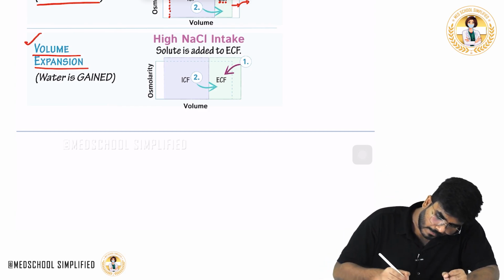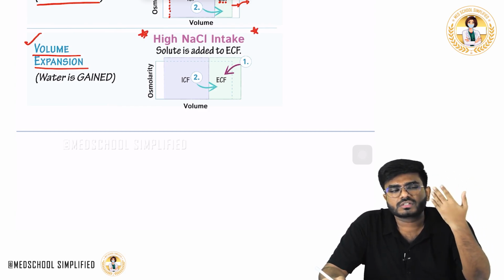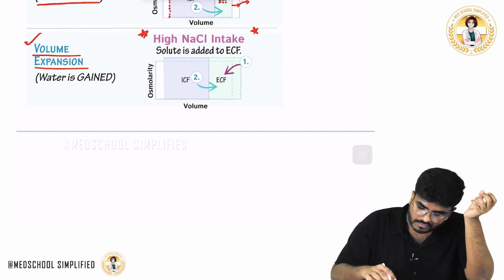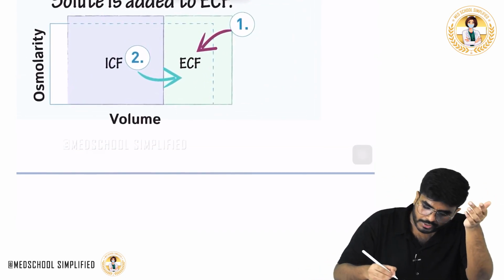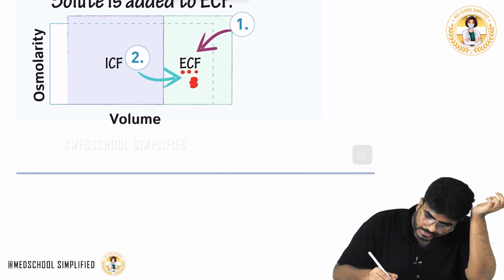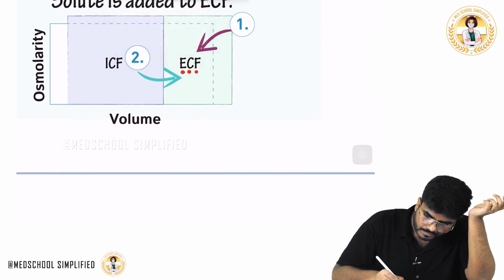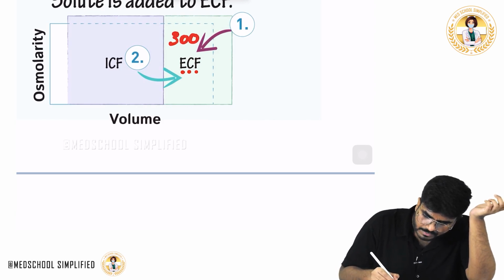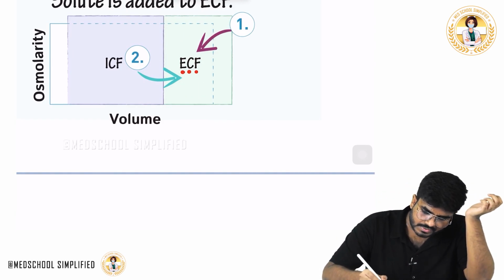Now, if you take a high amount of sodium chloride into the body, taking lots and lots of salt, what happens? First, as you are taking the salt from the GIT, the salt is going to go into the extracellular fluid. Simple. Let's put it this way: for easy understanding purpose, from 300 it becomes maybe 320.